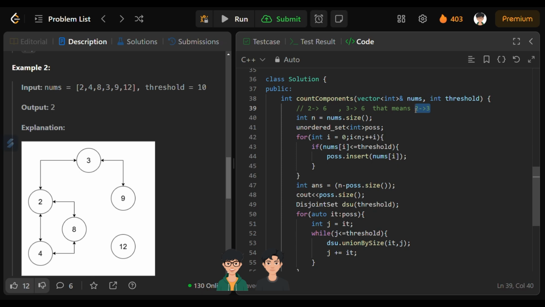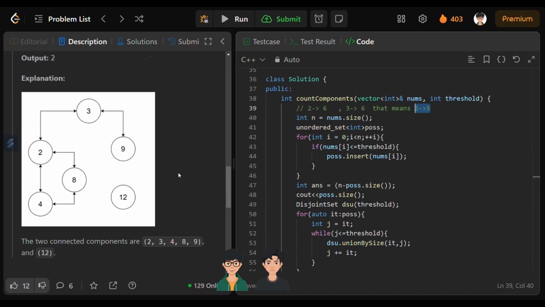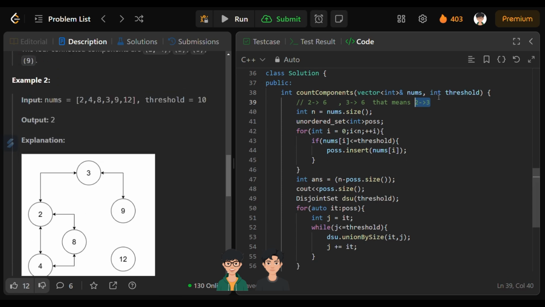So they are forming the same connected component, so it will not affect the answer, because we have to count the connected components. We do not want to know the component size, right? If they had mentioned component size, then this might create a problem.